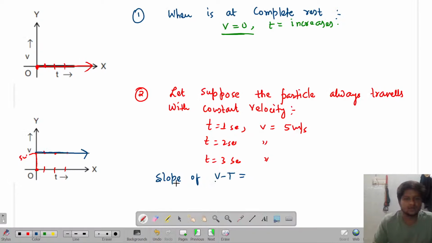Afan will tell. Afan, the slope of the VT graph in the second case, what is it? Can you tell me what will be the answer for the slope of the VT graph?